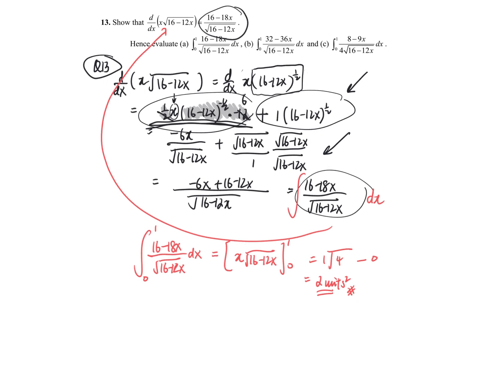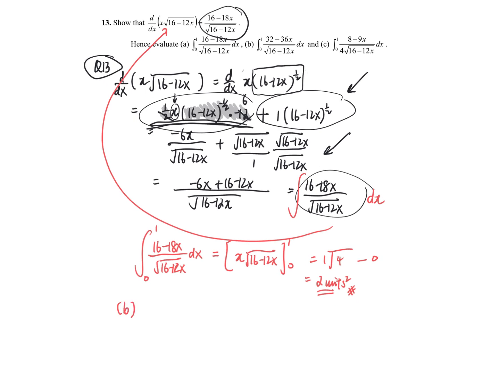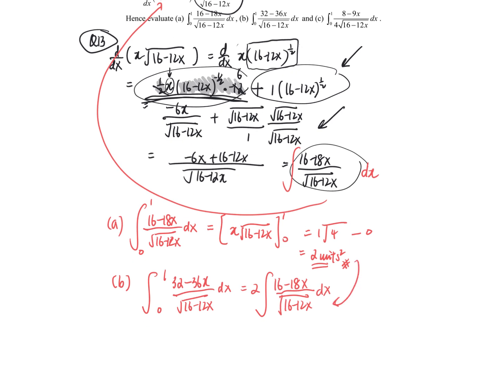Okay, but part B, how do I get this related to my times 2, right? If you take out the 2, you get back what you want. So can you see, I already got the answer from part A. I just put in only. So it's 2 times 2, which is 4 units square.